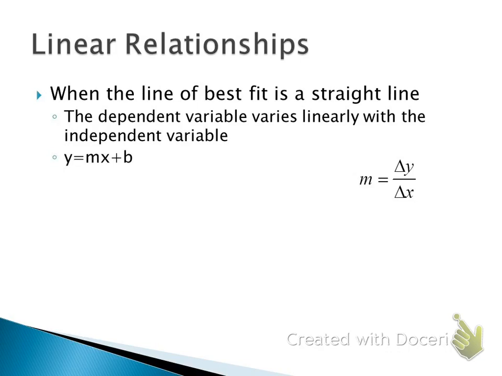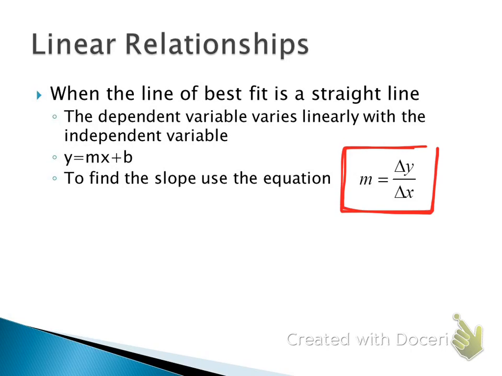Here is our line of best fit equation for a linear graph: y equals mx plus b. That gives us the equation for the line of best fit on a linear graph. This equation should look familiar. We use it to find the slope. This is the same as saying rise over run, because rise is the change in y, or the change in vertical, and run is the change in horizontal, or the change in x.